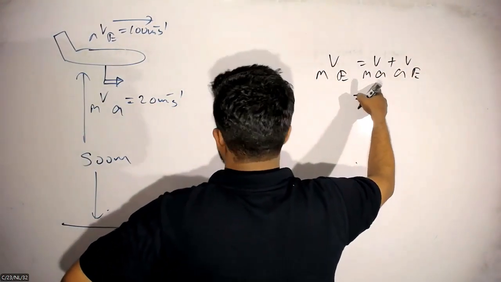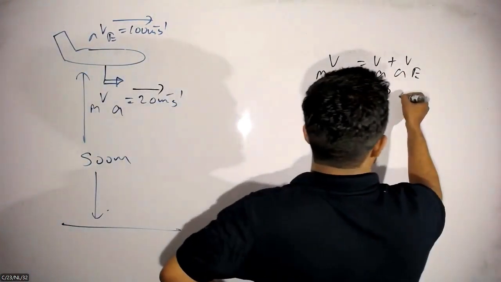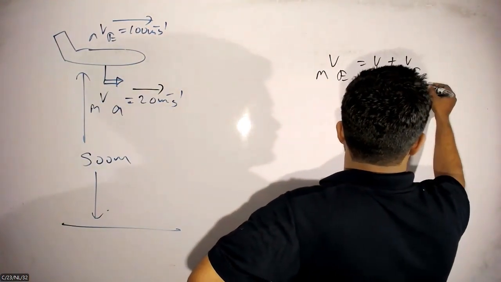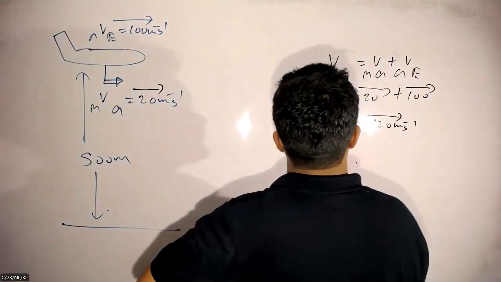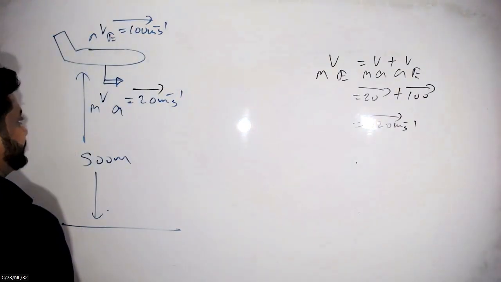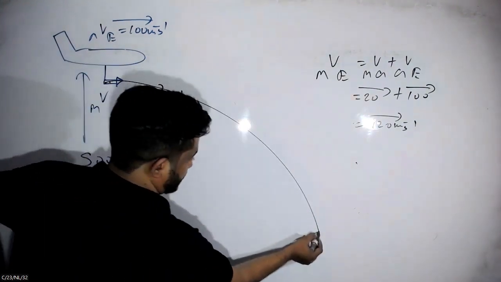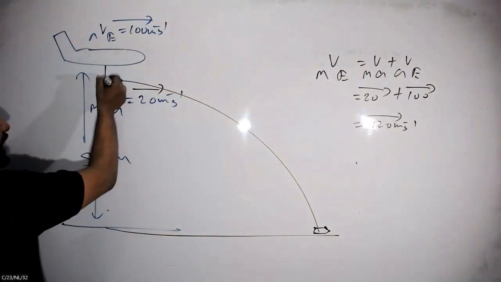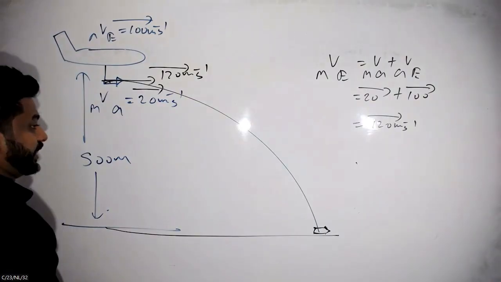V_ME = V_MA + V_AE. Velocity of the missile with respect to the aircraft is 20 meters per second. Velocity of the aircraft with respect to Earth is 100. Then the answer is 120 meters per second. That means the velocity of the missile relative to Earth is 120 meters per second. Now you know the velocity of the missile relative to Earth. This is a horizontal projectile having initial velocity 120 meters per second relative to Earth.